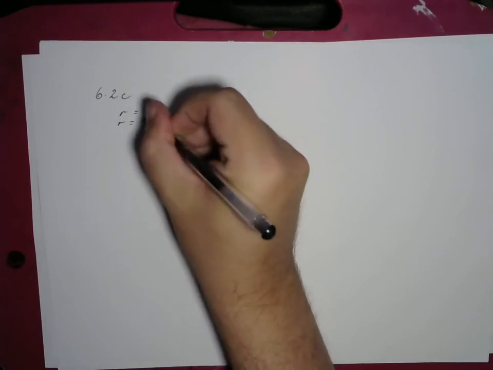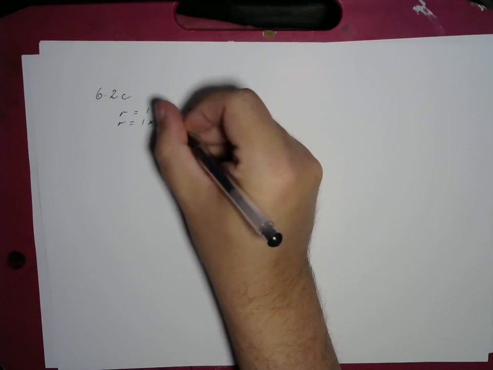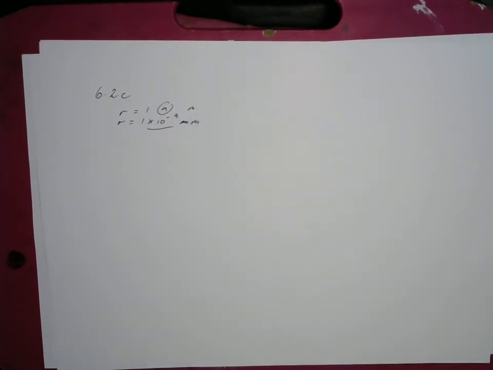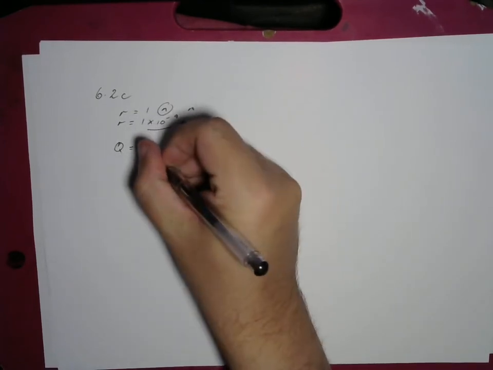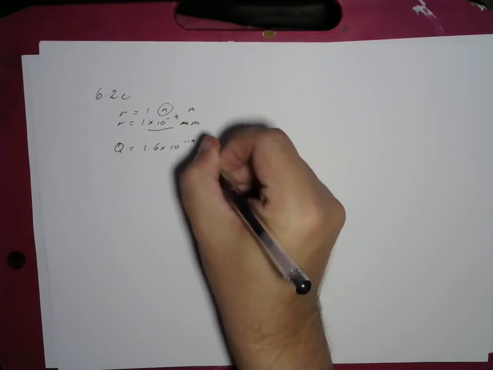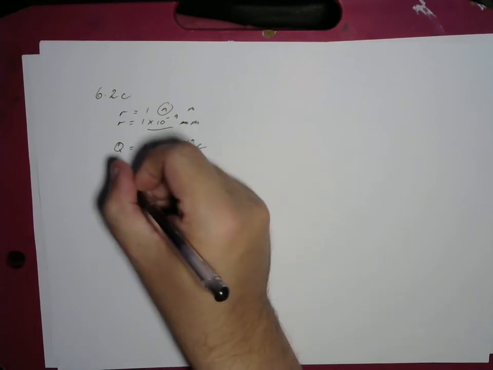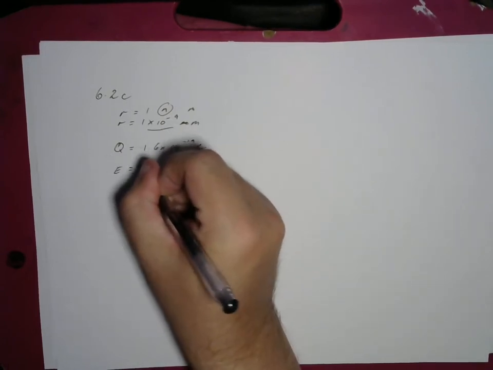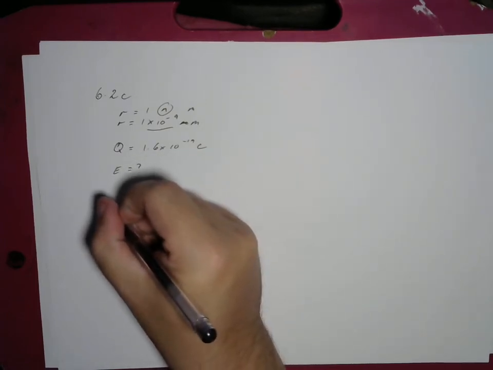So I'll leave that as meters. Radius equals 1 nanometer. So you see the word nano, you replace it with times 10 to the negative 9. We have our source charge is a proton, so positive 1.6 times 10 to the negative 19 coulombs. And we are after the electric field strength at that distance. E equals unknown.